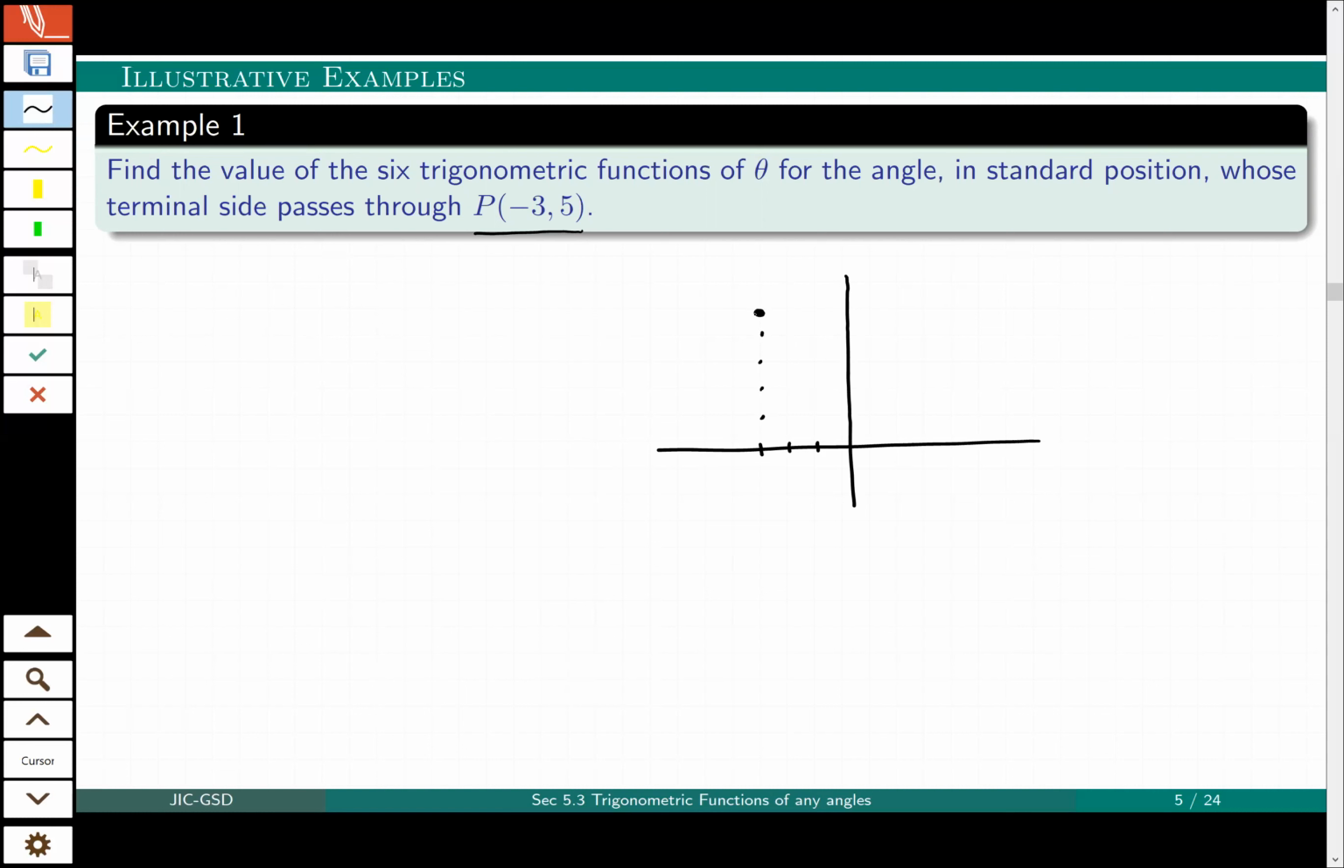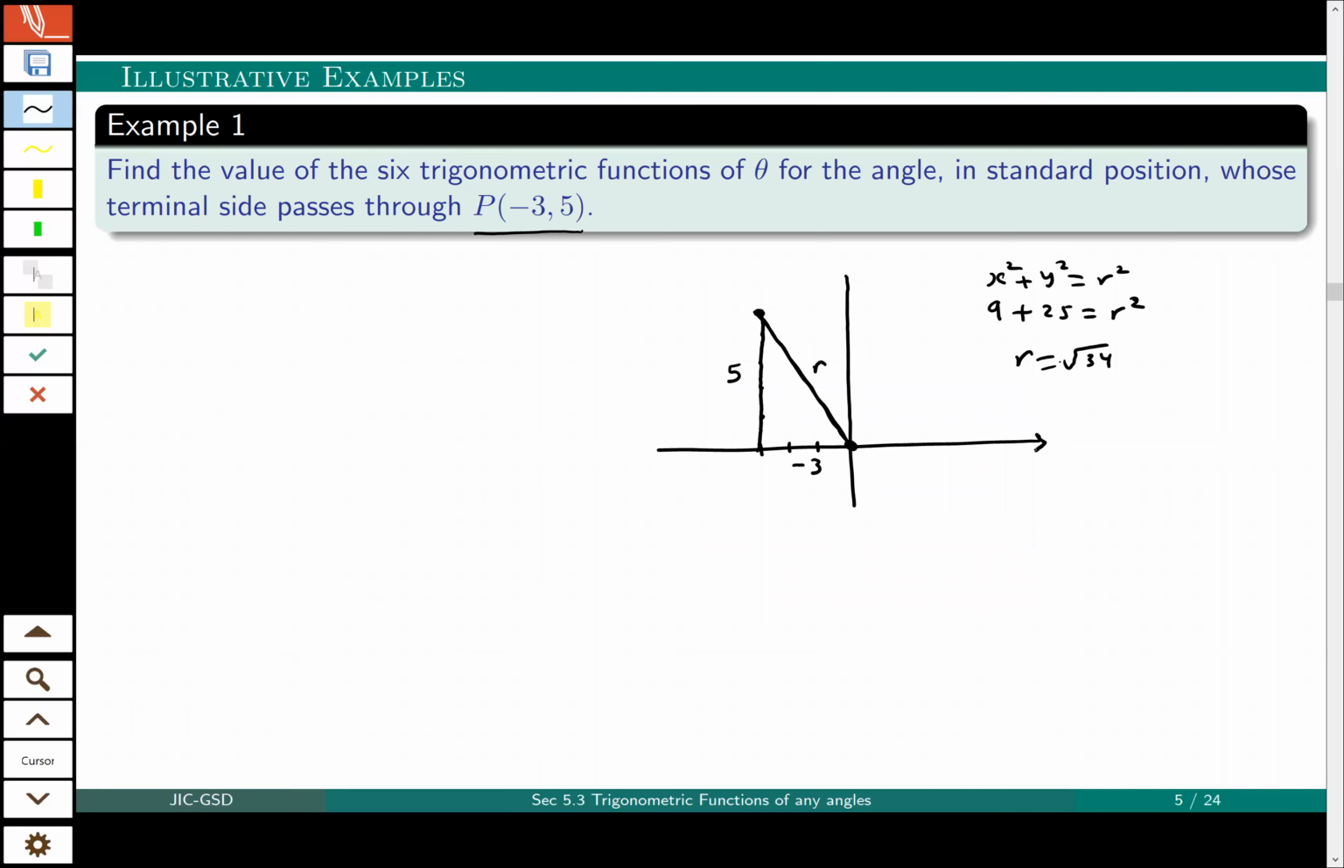So we always start from the origin, going to the terminal point, and we close it with the x-axis. Remember, we close the triangle with the x-axis. So I have x equal to -3, and y equal to 5. I need to find what r is from the Pythagorean theorem. We have x squared plus y squared equal to r squared. So I will have 9 plus 25 equal to r squared, and this means r will be the square root of 34. Always r is positive.